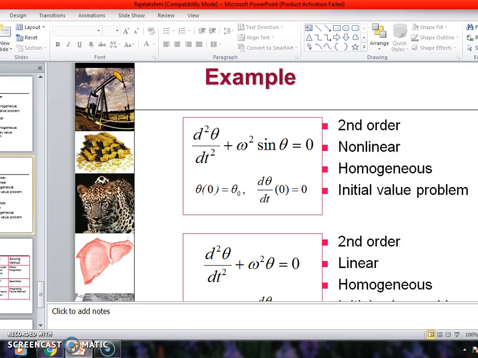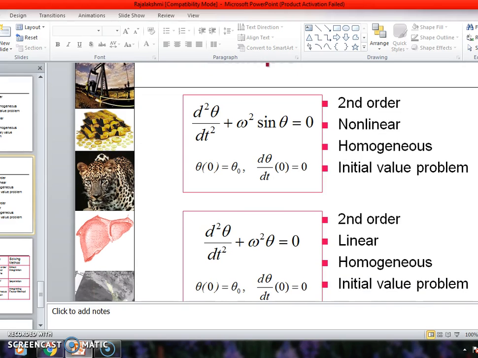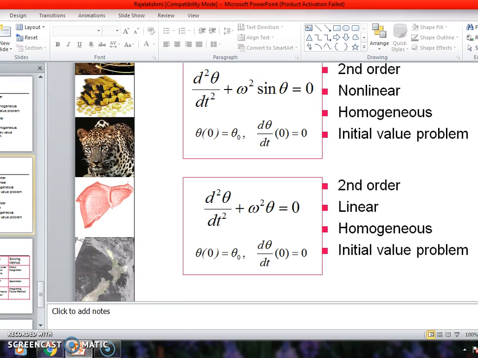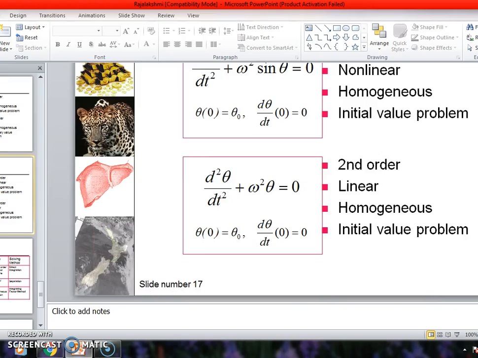d square theta divided by dt square plus omega square sin theta is equal to 0, which is a second order non-linear homogeneous initial value problem. d square theta divided by dt square plus omega square theta is equal to 0. This equation is called a second order linear homogeneous initial value problem.